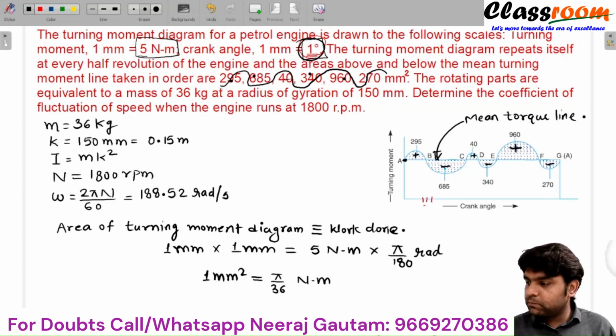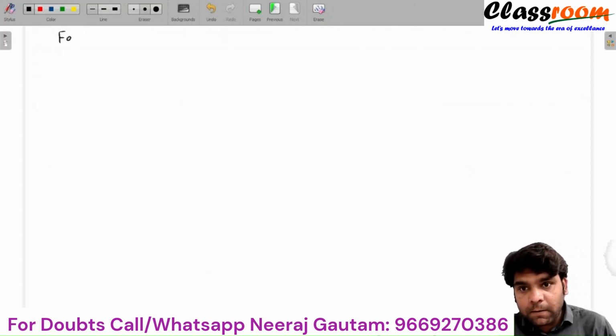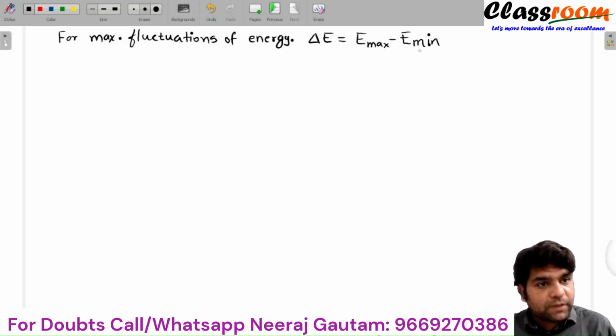Now, first of all, we determine the maximum fluctuation of energy, delta E, in this problem. The maximum fluctuation of energy delta E is basically equal to the maximum energy during the cycle minus the minimum energy during the cycle.